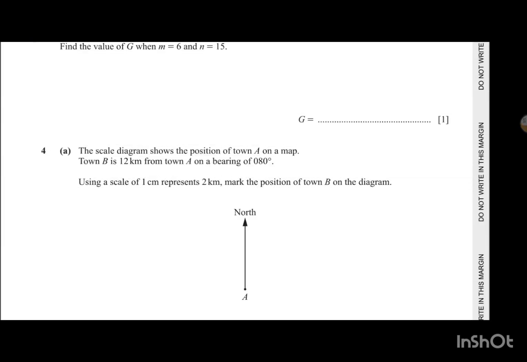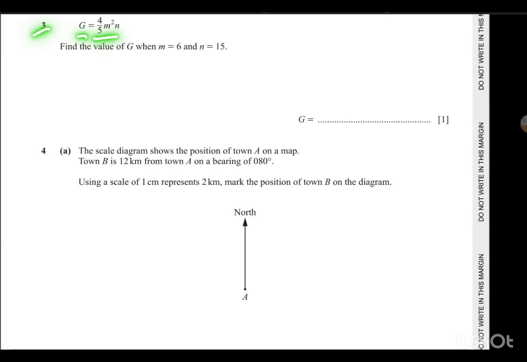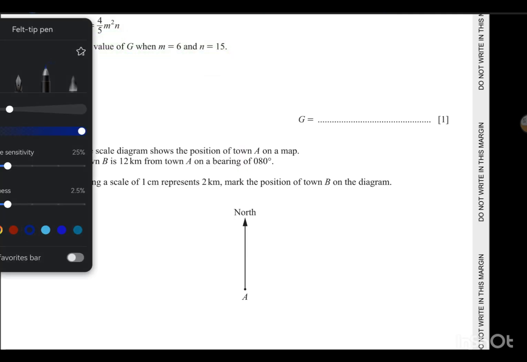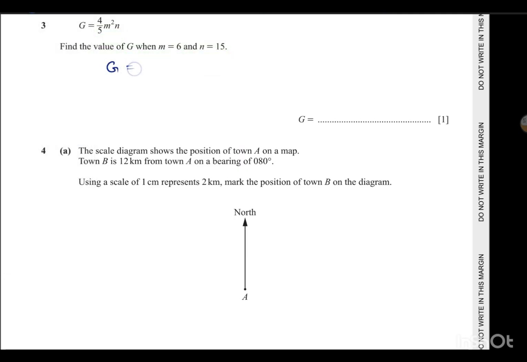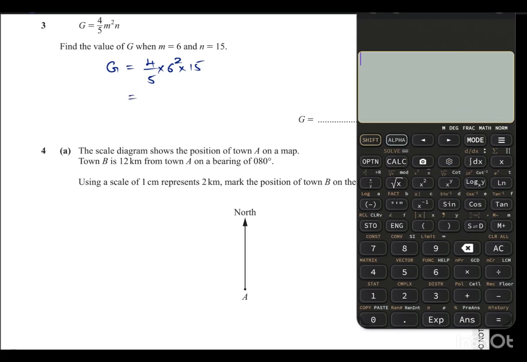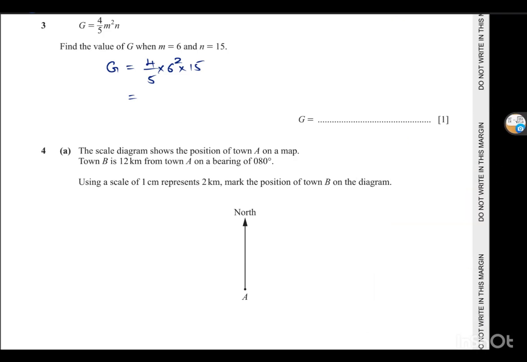Question number 3. G is equal to 4 by 5 m square n. Find the value of G when m is equal to 6 and n is equal to 15. Just substitute the values here. G is equal to 4 by 5, m square is 6 square, into n is 15. Use your calculator. 4 by 5 into 6 square into 15, that is 432.